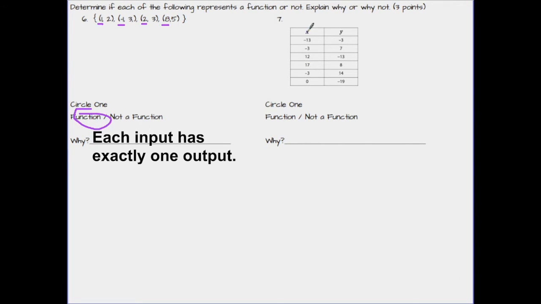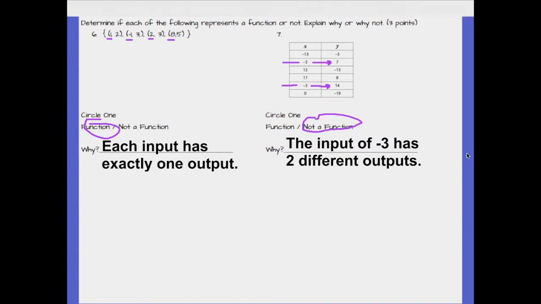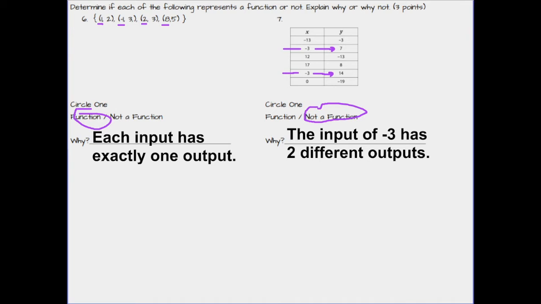Same idea for the table. Let's look at our x values. Do any of these repeat? It looks like this negative 3 comes up twice. So then let's check, does it have a different output? Negative 3 yields 7, and negative 3 also yields 14. So yeah, not a function. We got two different outputs for negative 3. So then we're going to say the input of negative 3 has two different outputs. And we are going to keep our explanation short and succinct like that.